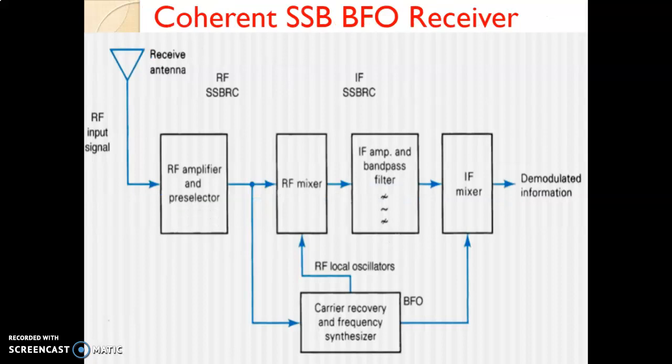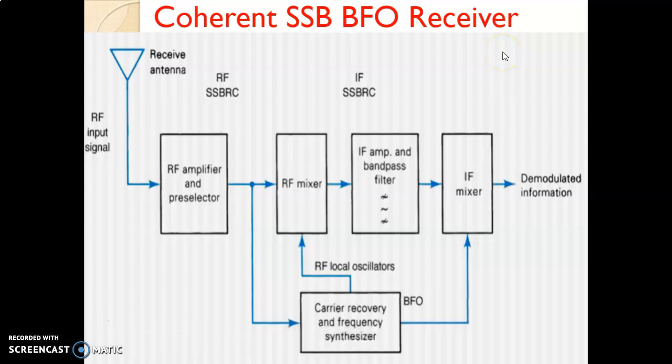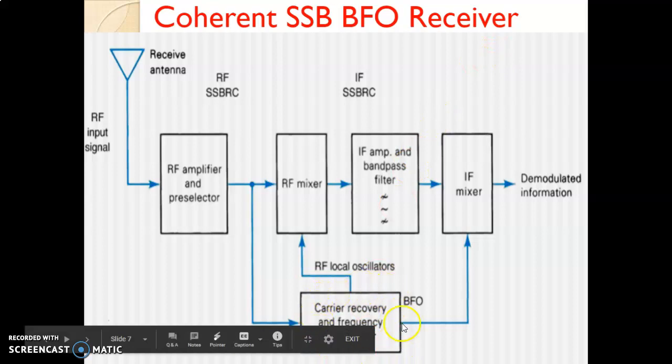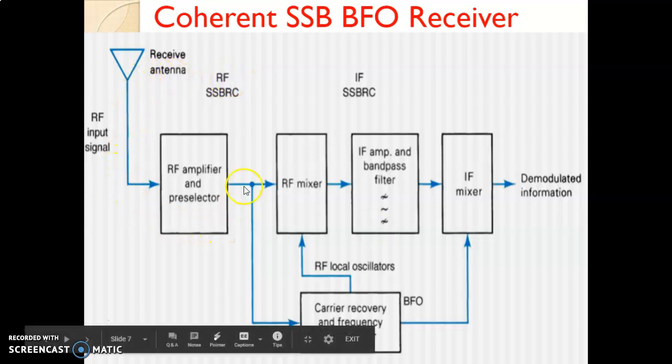Another type of receiver is the coherent SSB BFO receiver. So how is coherent different from non-coherent? If you see the block diagram of the coherent receiver, it has a carrier recovery circuit present in the receiver, and this carrier recovery circuit will ensure that the frequency and phase of the carrier is similar to that of the transmitted signal. So you have a receiving antenna, followed by the RF amplifier and preselector.